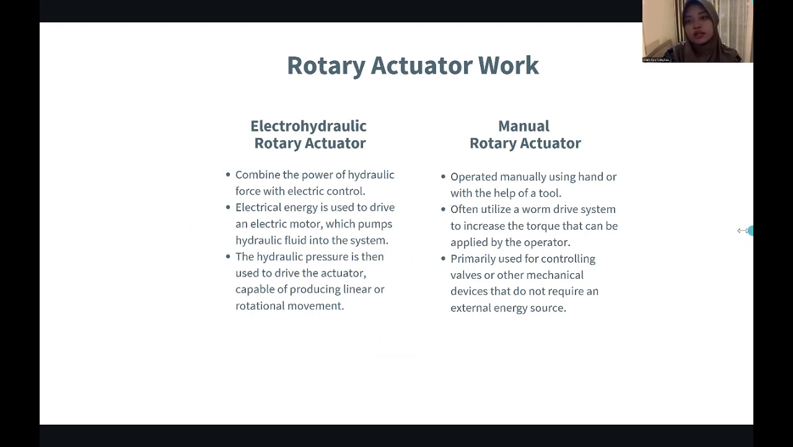And the last, manual rotation actuator, operated manually using hand or with the help of a tool, often utilize a worm drive system to increase the torque that can be applied by the operator. Primarily, use the controlling valve or other mechanical device that don't require an external energy source.